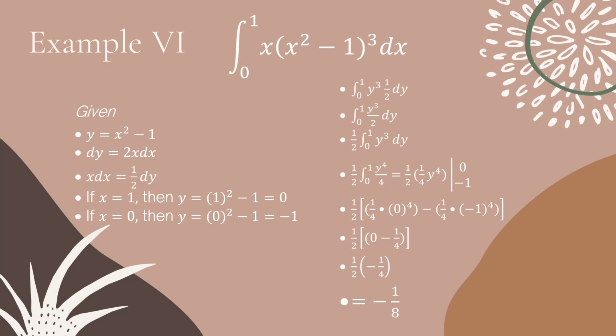Next, by integrating y cubed, we will have 1/4 y to the 4th power. And now, we can evaluate 1/2 times 1/4 y to the 4th power using the new limits we have solved earlier. Solve 1/2 times the quantity of 1/4 times the new value of b, which is 0 to the 4th power, minus 1/4 times the new value of a, which is negative 1 to the 4th power, and we will get our final answer, negative 1 over 8.